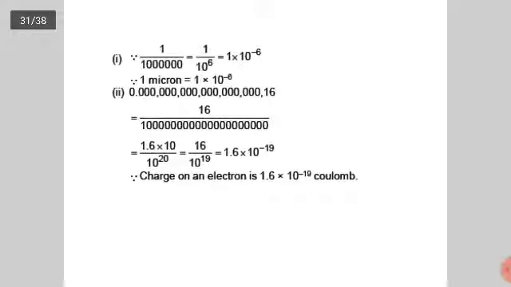1 by 10 lakhs. So 1 by 10 power 6. 1 into 10 to the power of minus 6. So 1 micron. 16 by 10 to the power of 20. 1.6 into 10 divided by 10 to the power of 20. 1.6 into 10 to the power of minus 19. Charge of electron is 1.6 into 10 to the power of minus 19 coulomb.